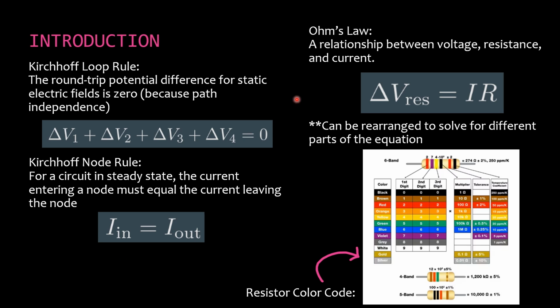Then Ohm's law, which is a relationship between voltage, resistance, and current, is depicted by this formula right here. This is voltage equals I times R, and we can also rearrange this formula to solve for different parts of the equation. Like for I, it would be V divided by R, or for R, it would be V divided by I. And then also right here, this is just a little overview of the resistor color code.